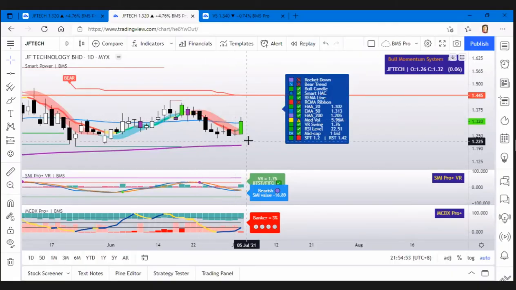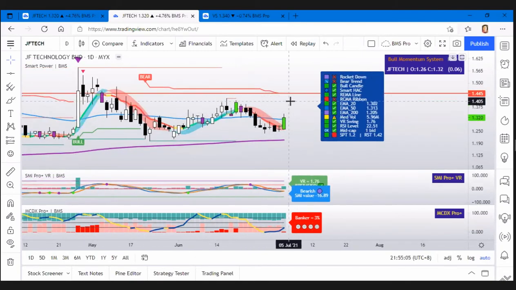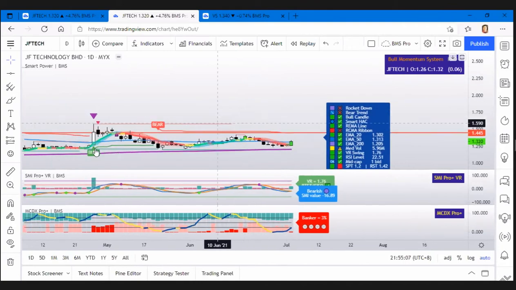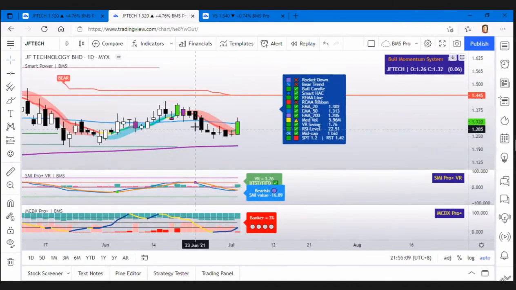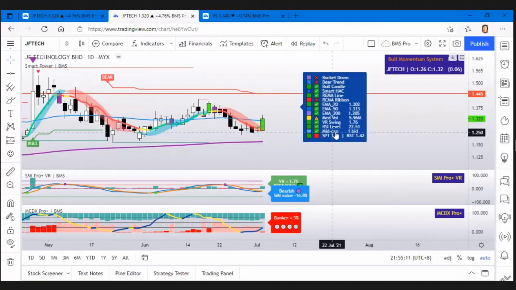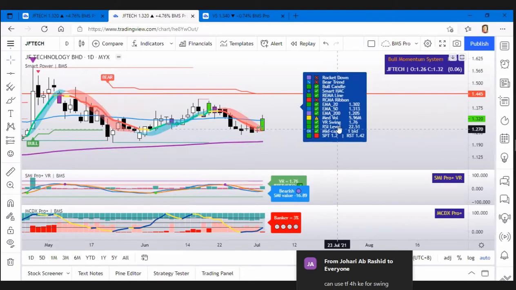We have one green candle here, but there's no other supporting signal. There's no bull, there's nothing here. It could potentially move up here and then pull back. If it's bullish, then you will see some bull signals here. So at the moment it's still in a bear trend.